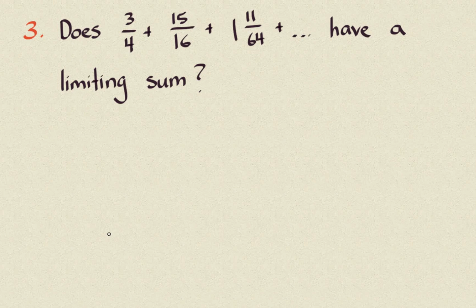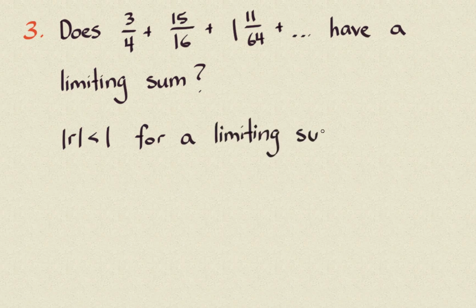Does 3/4 plus 15 over 16 plus 1 and 11/64 and so on, does this series have a limiting sum? So for a limiting sum, right, we need to show that the ratio, or the absolute value of the ratio, is less than 1. Okay, that's what we need to show for a limiting sum. So let's work out what the common ratio is for this series. And to do that, we need to look at the terms.